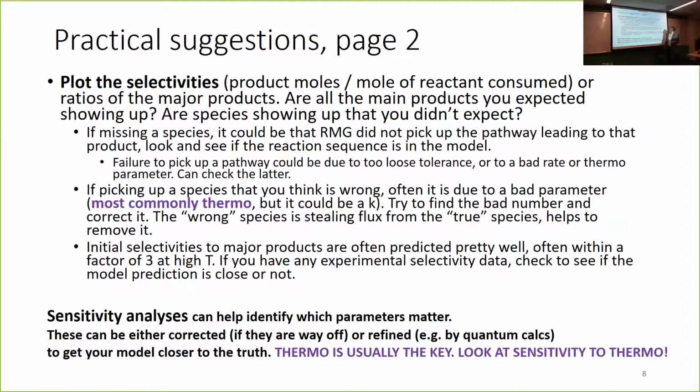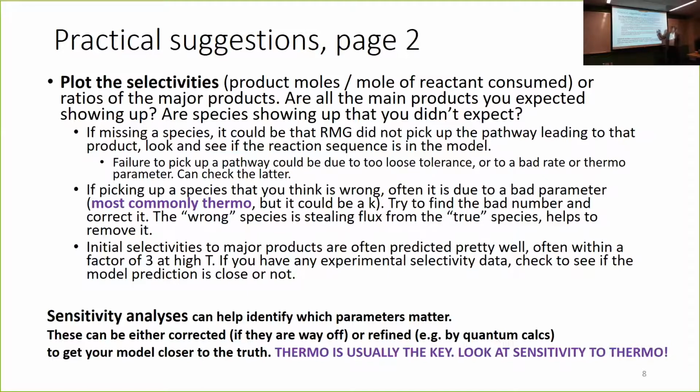If you're missing a species, it could be that RMG did not pick up the reaction sequence that leads to that species. And this can be problems in the way that we grow the models. So it's a model truncation error kind of problem. And so look and see if the reaction sequence is there that you expected. If it isn't, then we'd have to analyze and figure out, well, why did RMG think that this was not fast enough to matter to get into the model? It might just be, of course, that your tolerance wasn't tight enough. It could be that you have a bad rate parameter or a bad thermo parameter for one of the intermediates along the pathway that leads to that product.